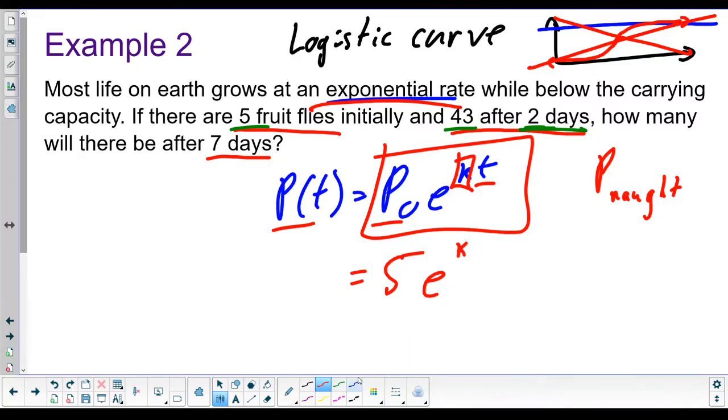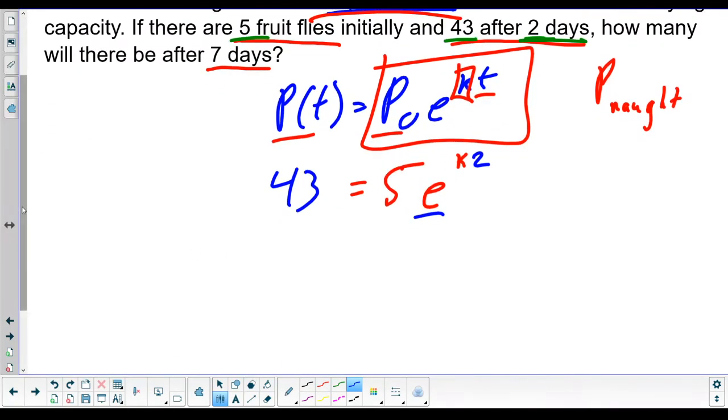Remember, e is a number. That's a number, not a variable. And it took us 2 days. And at the end, we had 43 fruit flies. So now we need to go solve this thing. So of course we're going to divide by 5 to isolate our exponential. So we get 8.6 equals e to the 2k.